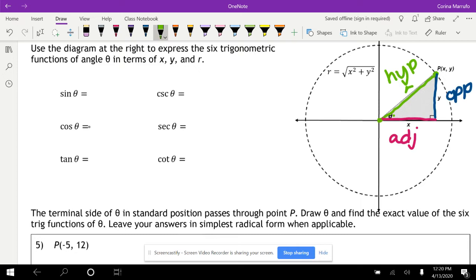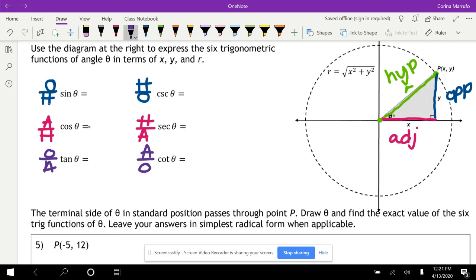So then using SOHCAHTOA, your sine is opposite over hypotenuse, which for its reciprocal becomes hypotenuse over opposite. Okay. Your cosine is adjacent over hypotenuse, which for secant becomes your hypotenuse over your adjacent. And then your tangent is opposite over adjacent, which becomes adjacent over opposite.